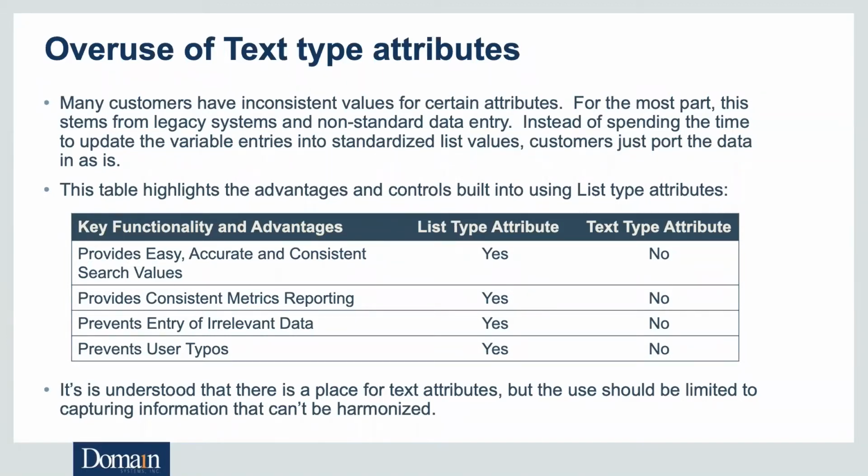And lastly, as I mentioned before, it is understood that text attributes do have their place, but they should be limited to information that cannot be harmonized. It could be supplemental to that, but it's more beneficial, and you receive much higher value of your information and the time and energy that everybody puts into providing the information, if you are using list type attributes.